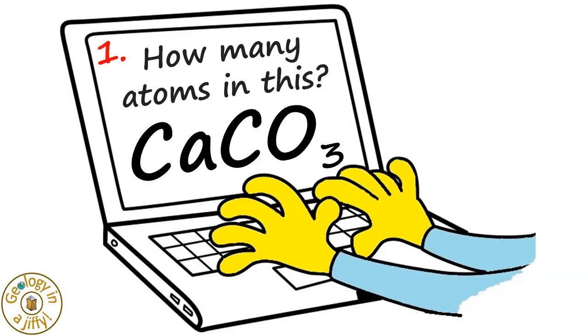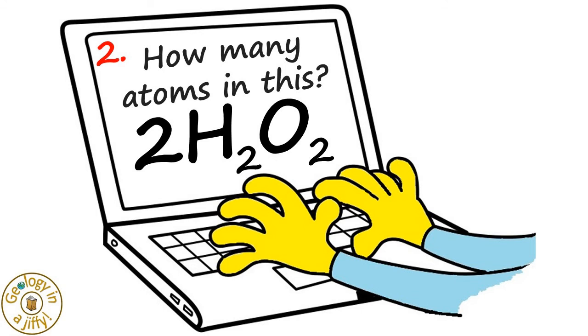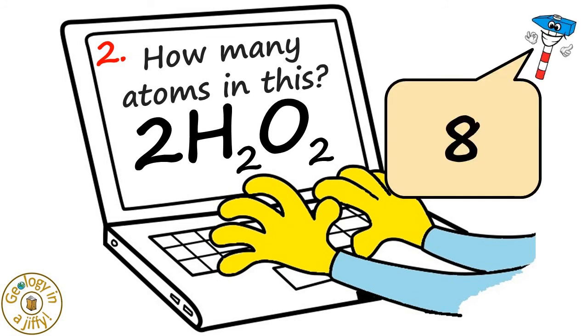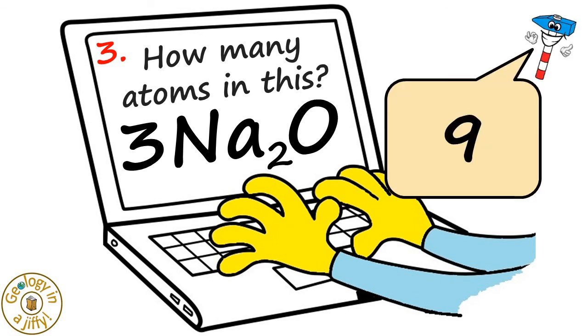That's amazing! Time for the quiz. How many atoms are in CaCO3? There are 5 atoms in CaCO3, calcium carbonate. How many atoms are in 2H2O2? There are 8 atoms in 2H2O2, 2 molecules of hydrogen peroxide. How many atoms are in 3Na2O? There are 9 atoms in 3Na2O, 3 molecules of sodium oxide.